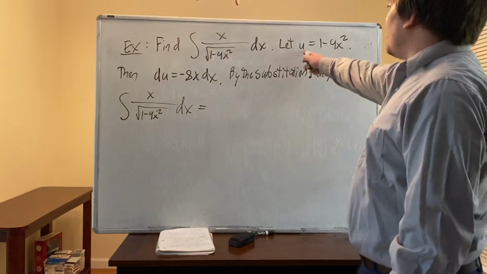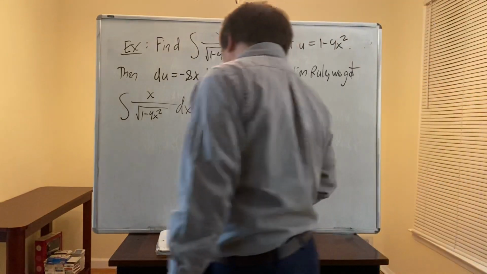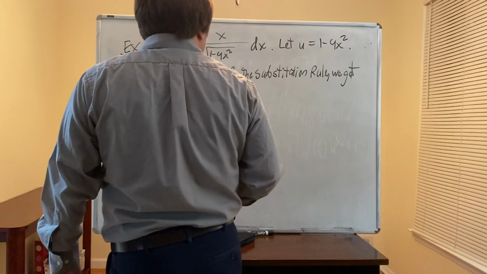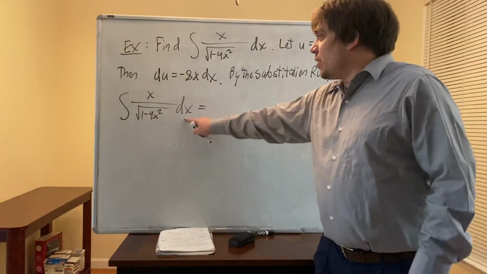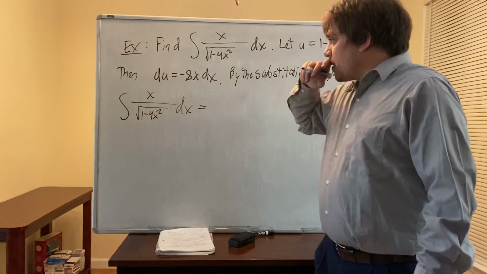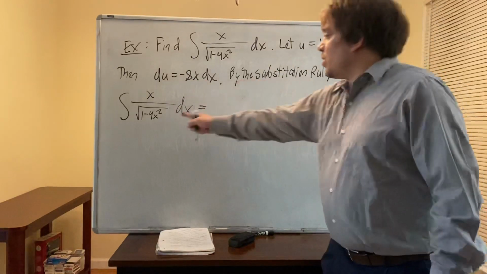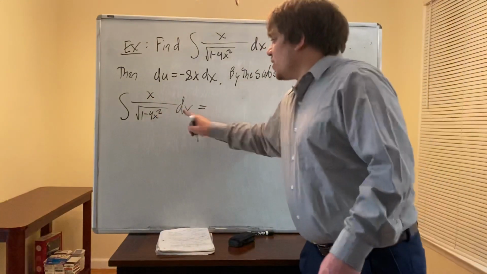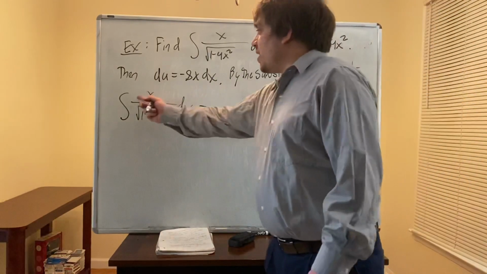Well, if u is 1 minus 4x squared, I have the dx here. So du is negative 8x dx. And so, okay, I'm going to substitute the 1 minus 4x squared for u here in the square root. And I still have an x dx. And so then I ask the question, what am I missing? I'm missing a negative 8 here.